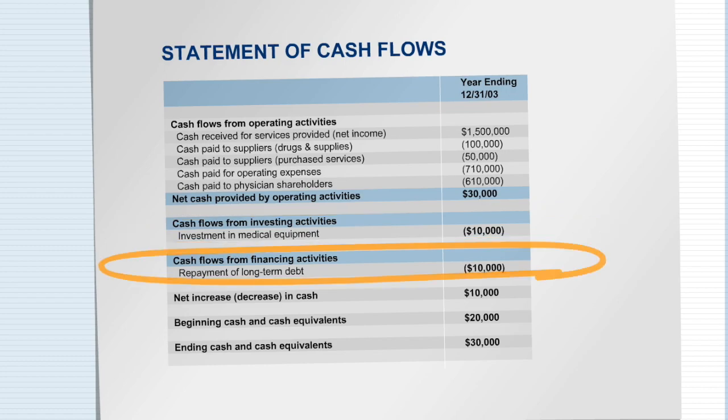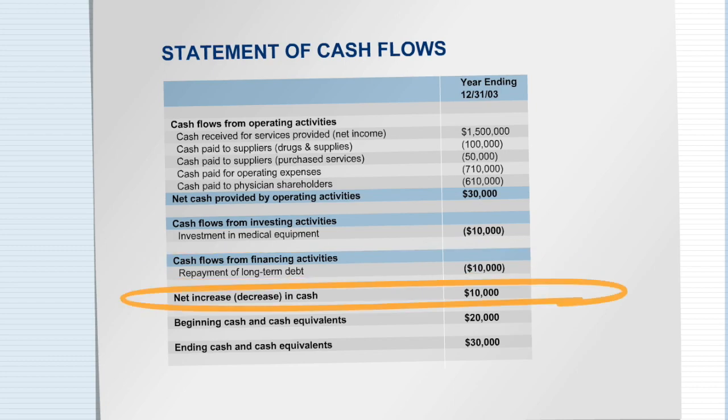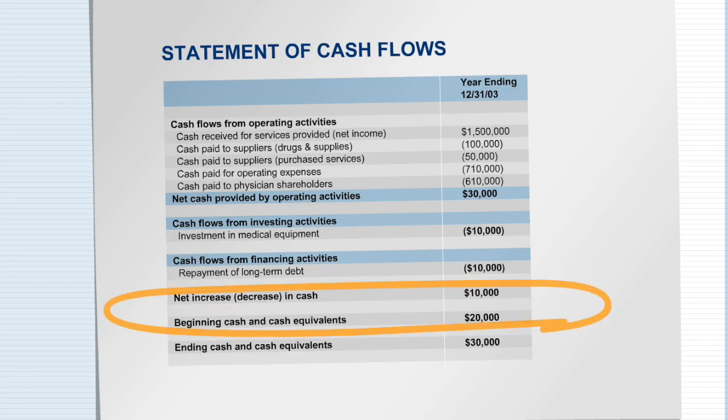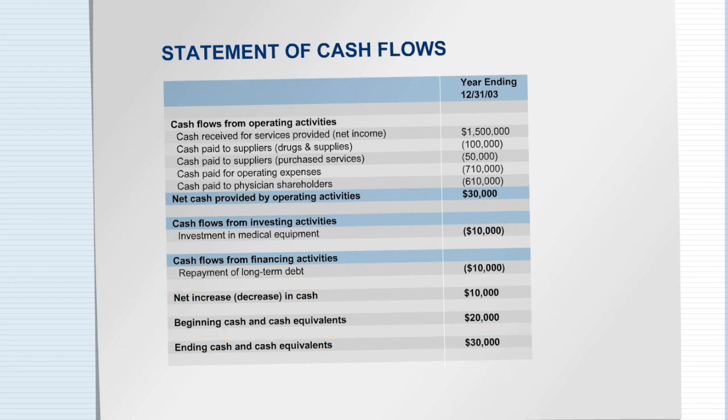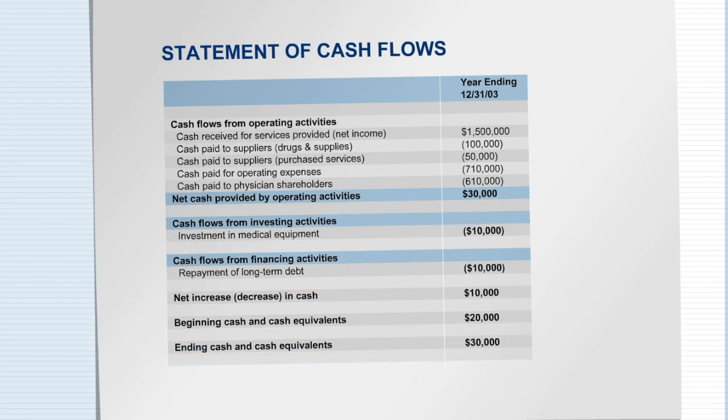To this figure, we add or subtract the cash flows from investing activities. Then, we add or subtract the cash flows from financing activities. This gives us the net increase or decrease in cash held by the practice during the time period in question. Add or subtract this to the beginning cash and cash equivalent to determine the ending cash and cash equivalent held by the practice. This probably sounds confusing at first. Let's look now at a sample cash flow statement for a typical medical practice.